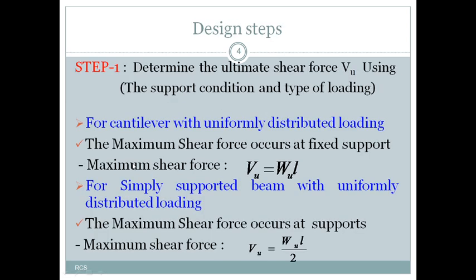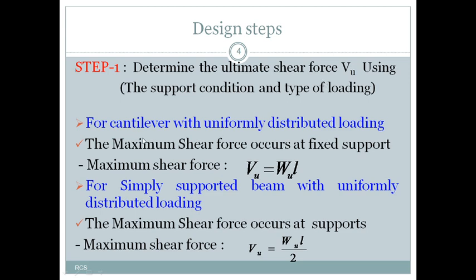Right. Now in this class we are going to discuss the design steps available for design of shear reinforcement in singly reinforced rectangular beams. The first step would be to determine the ultimate shear force using support condition and type of loading. If the problem gives the type of beam, type of loading and type of support condition, based on that you have to calculate the ultimate shear force.